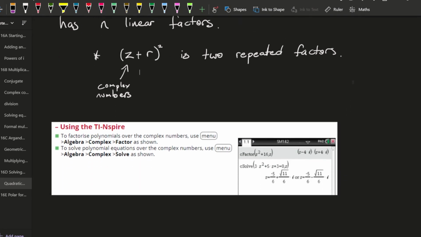And one other thing, don't be afraid to use your friend the CAS, okay? There are lots of little notes in your textbook. It's not worth me going through it. You should just copy down the techniques or the commands that they expect.